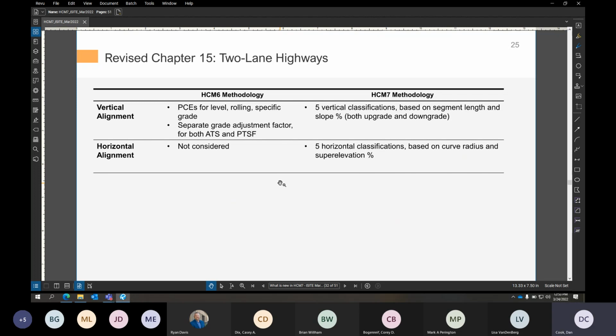There was an adjustment for grade in there, but now the vertical alignment is addressed in the new methodology, with some different classifications that are more a function of how long the segment is and what the slope percentage is, both upgrade and downgrade. The old methodology had no sensitivity to horizontal alignment. However, in the new methodology, there's a way to incorporate the effect that horizontal alignment has on the performance of a two-lane highway.